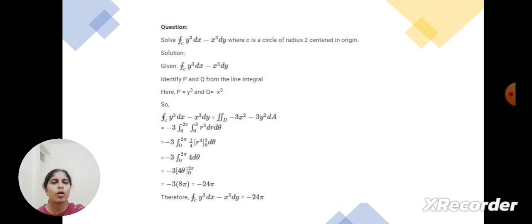Next, problems on Green's theorem. Solve the integral of y cubed dx minus x cubed dy, where C is a circle of radius 2 centered at the origin. This is the problem. So, the contour integral of y cubed dx minus x cubed dy. Identify P and Q from the integral.